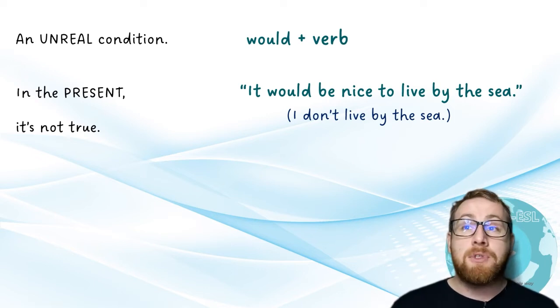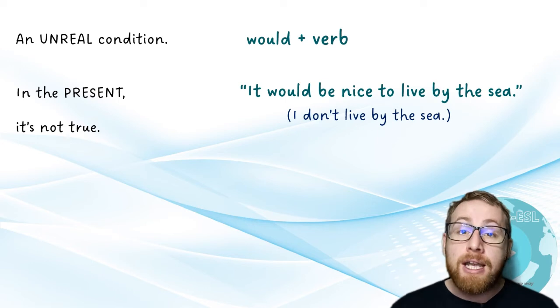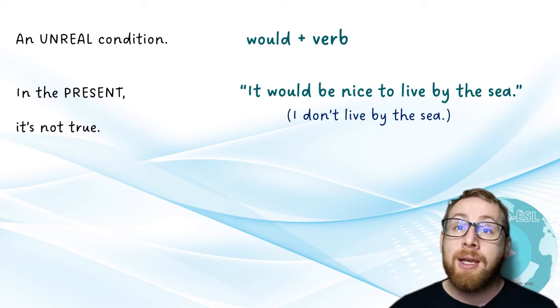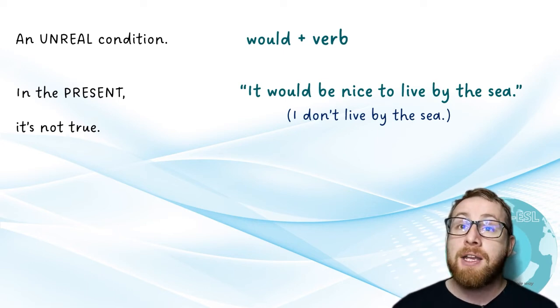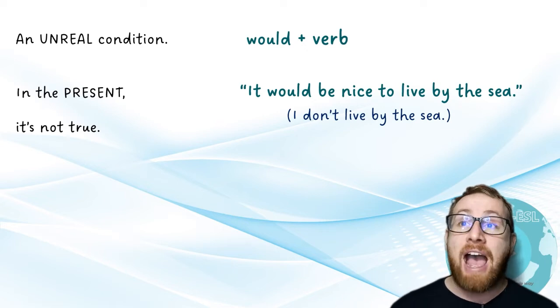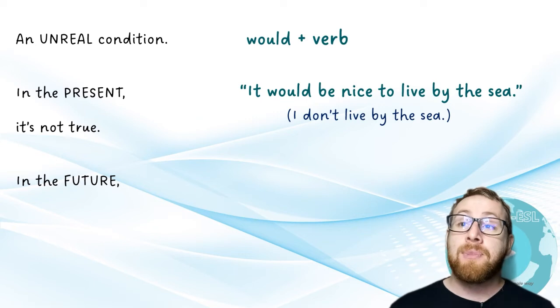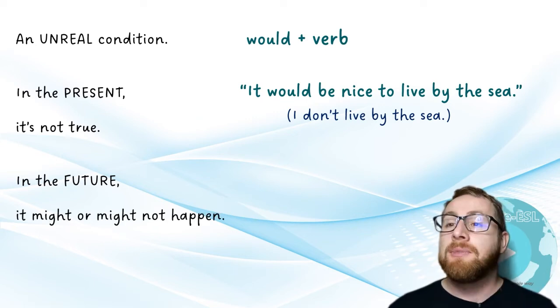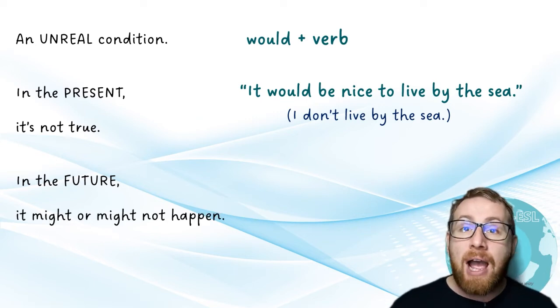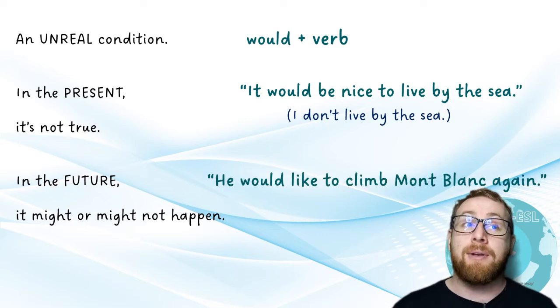So in our survival situation, it would be nice to find food. It would be nice to find water. We don't have food or water. It would be nice to have it. What about in the future? So it might or might not happen. This could happen.